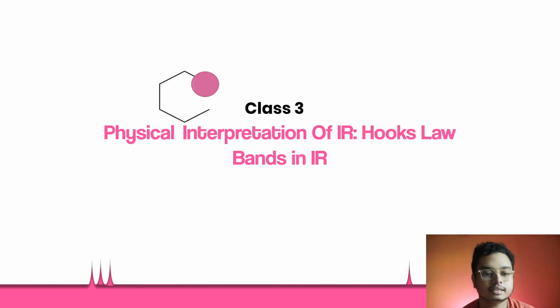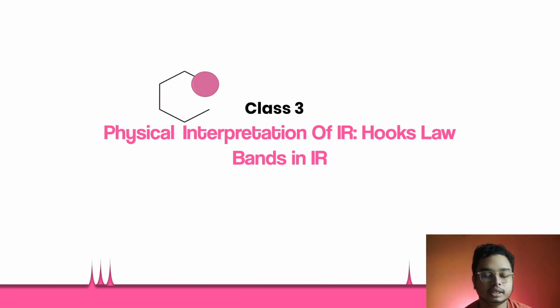In our previous lecture, we talked about IR spectroscopy and the selection rule for IR spectroscopy, and the different modes of vibration: stretching vibration and bending vibration. In stretching there are two types: symmetric stretching and asymmetric stretching. In bending there are also two types: in-plane bending and out-of-plane bending. I hope that will be clear for you.